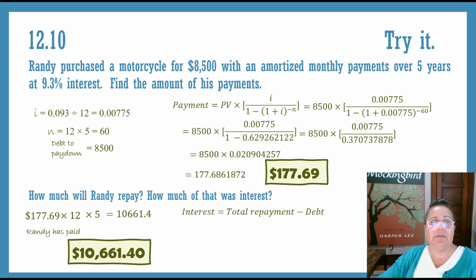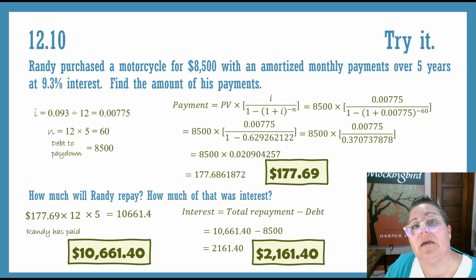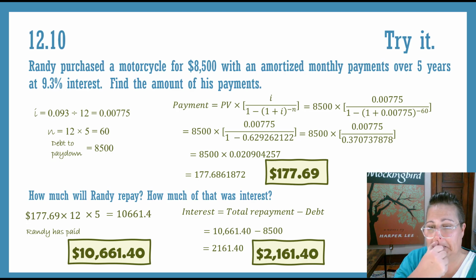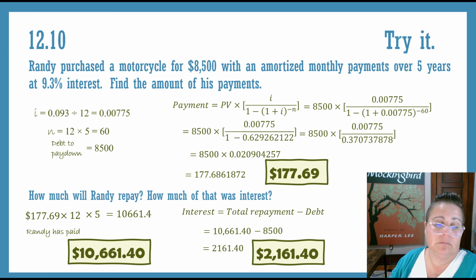How much extra is he paying? Well, we need to take his total repayment of $10,661.40 and subtract from that the debt of $8,500. This means that Randy has paid interest of $2,161.40. That's extra money. If he would have been able to pay cash, he would have paid just the $8,500. Why do people do this? To afford things they can't afford, or necessities, whichever.